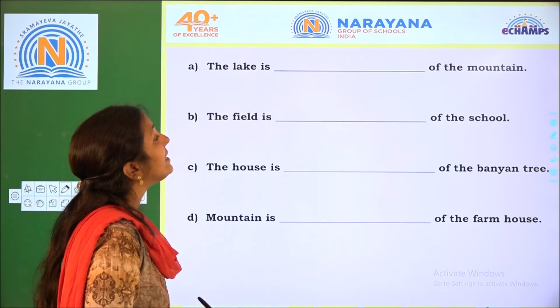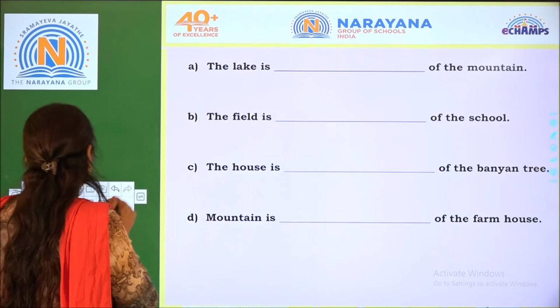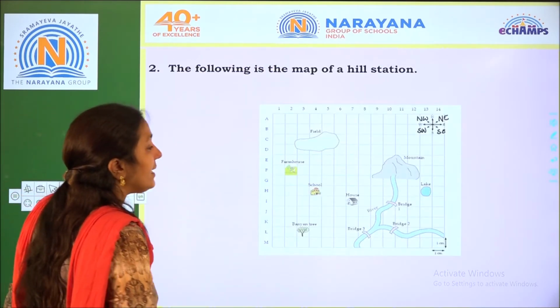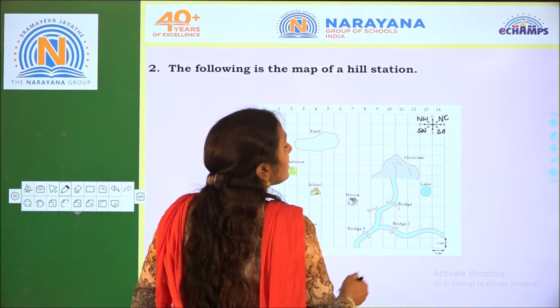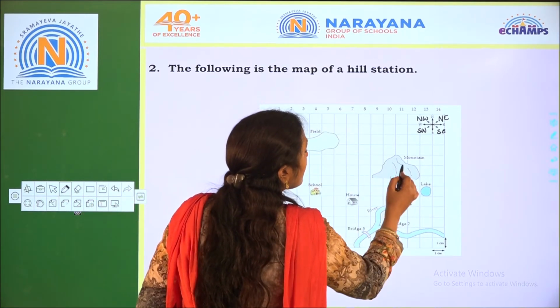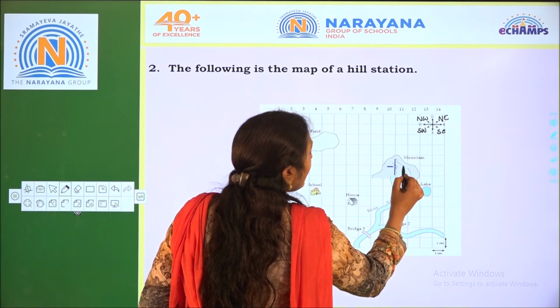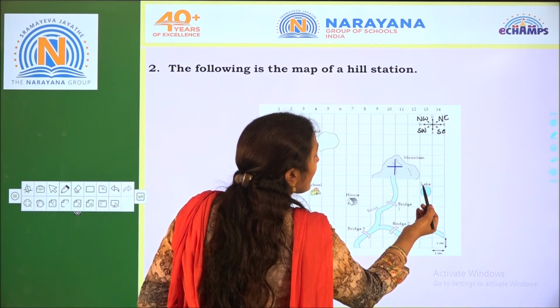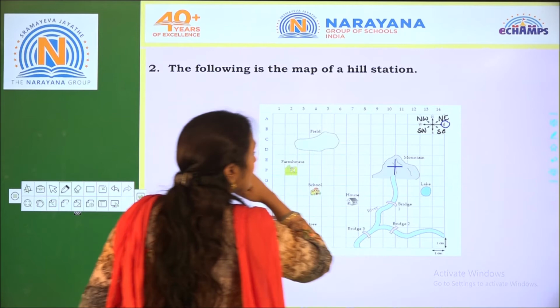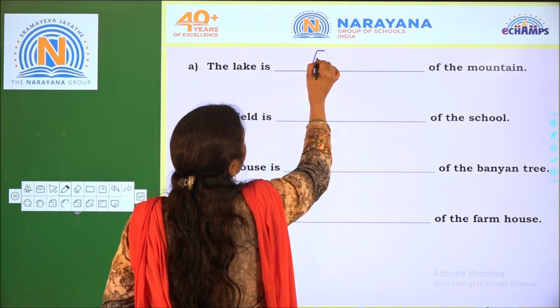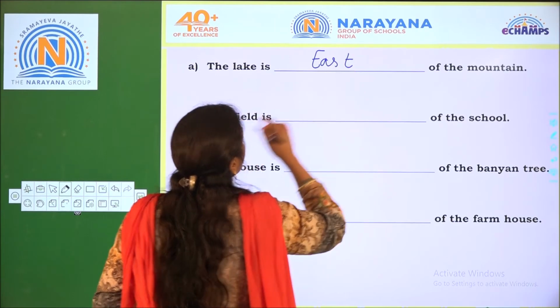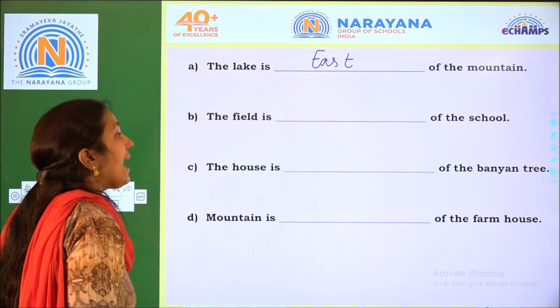The lake is dash of the mountain. Where is the lake, children? Here. Dash of the mountain. So where is the mountain? Here. So the lake is this side, from the east side. East of the mountain.